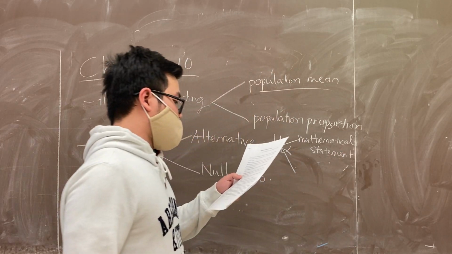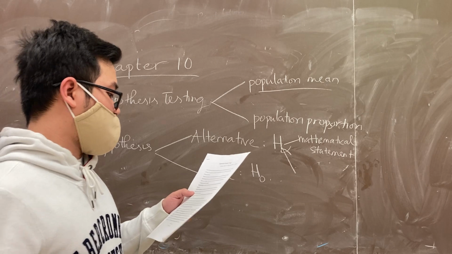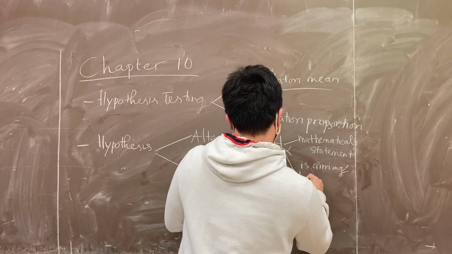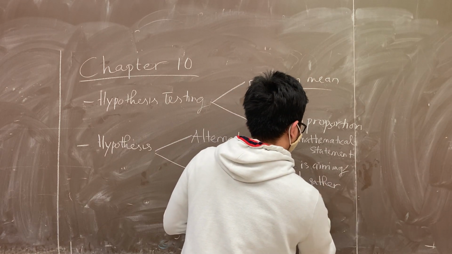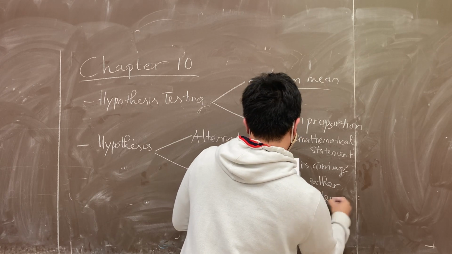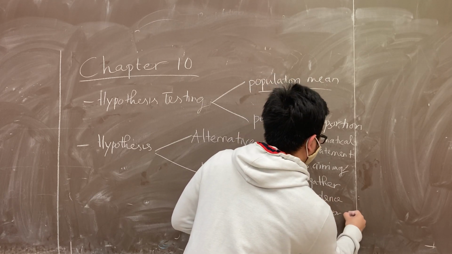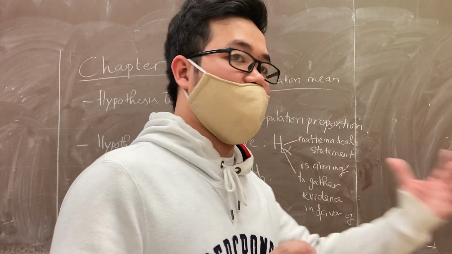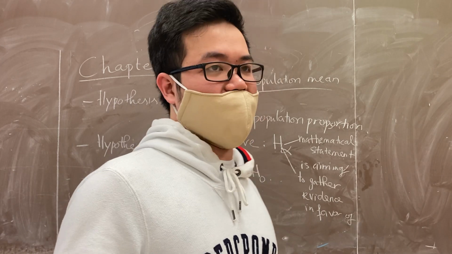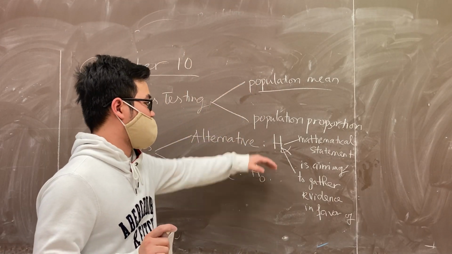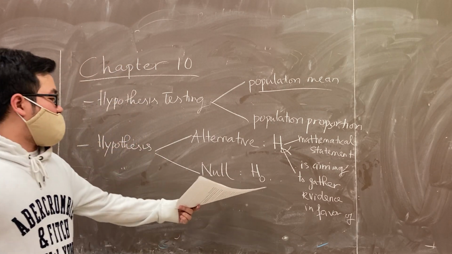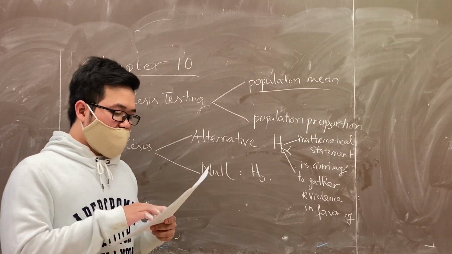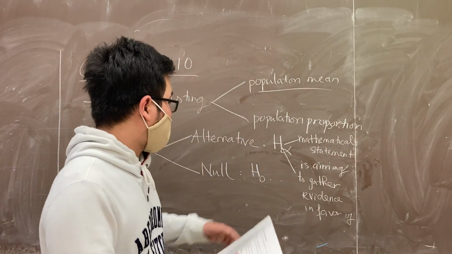And the second one is the hypothesis that the researcher is aiming to gather evidence in favor of. That is the hypothesis that the researcher wants to prove, wants to investigate. That is the alternative hypothesis. And the null hypothesis is different. That is the opposite of the alternative. The null here is the mathematical opposite of the alternative hypothesis.